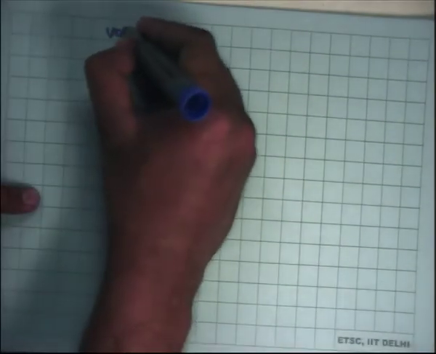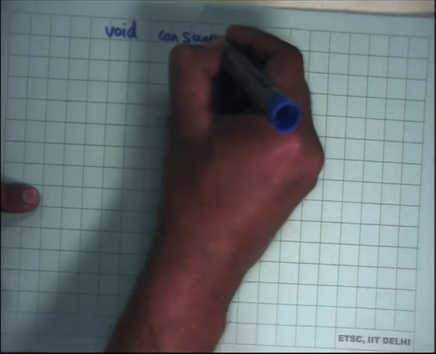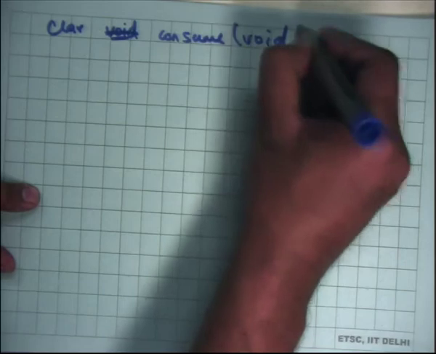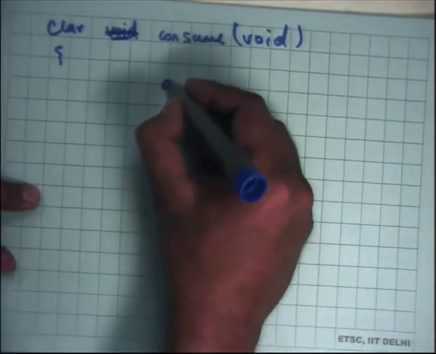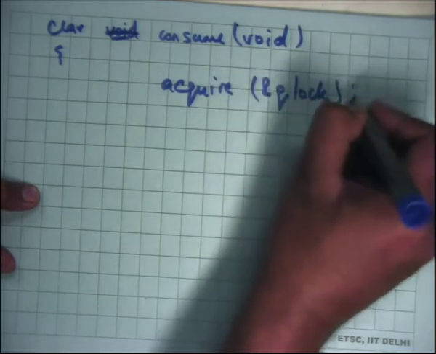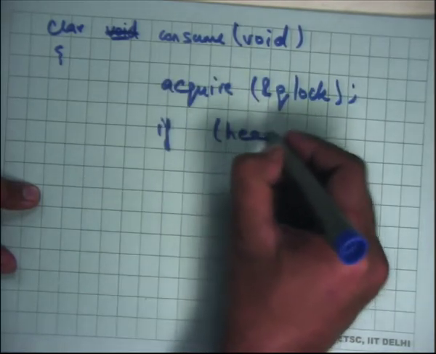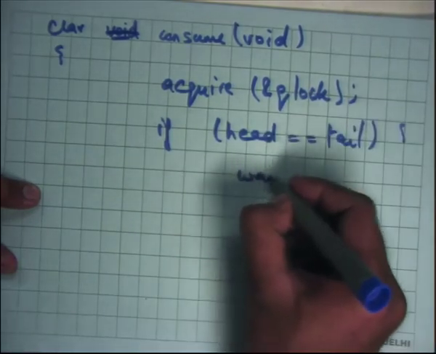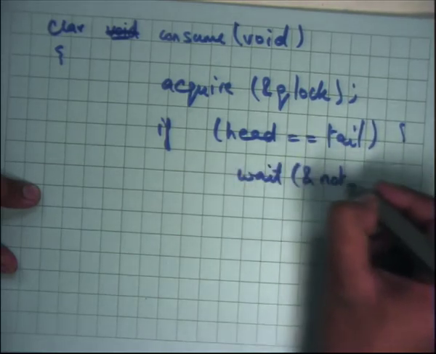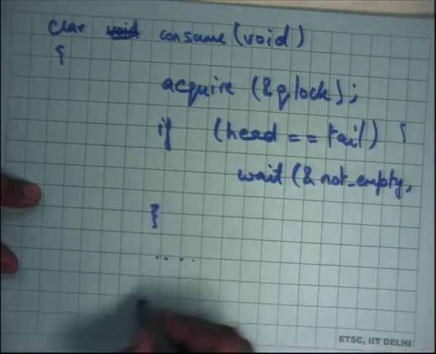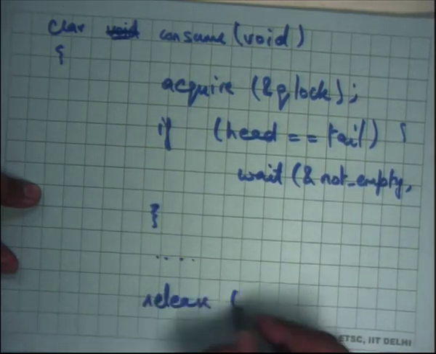So, good. So, let us say similarly char consume void is basically going to say acquire, it is also going to acquire the q lock, it is going to check if head is equal to tail, then wait on not empty, right, and then do whatever you like and then release q lock.